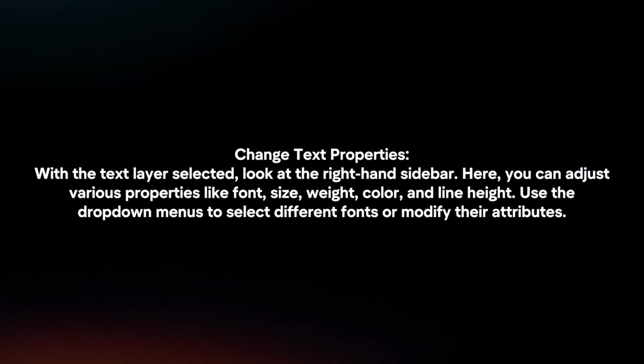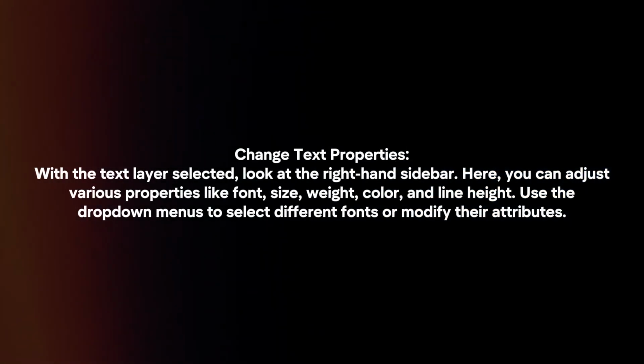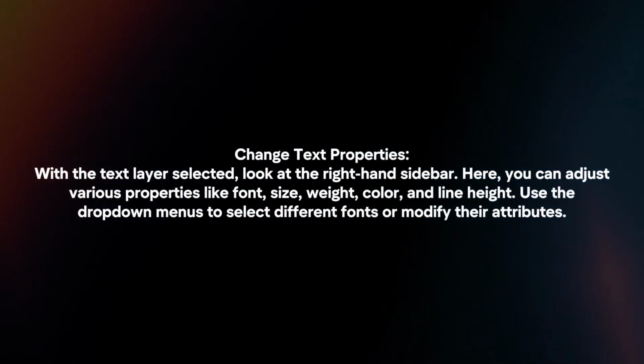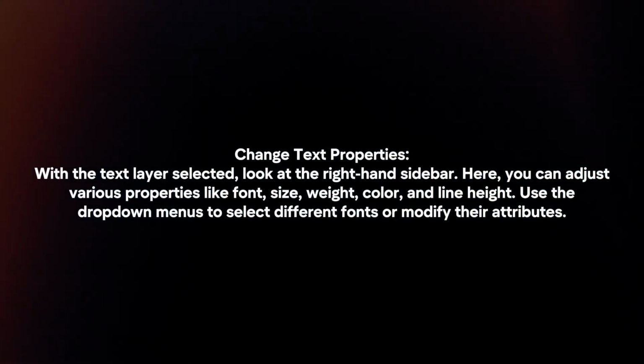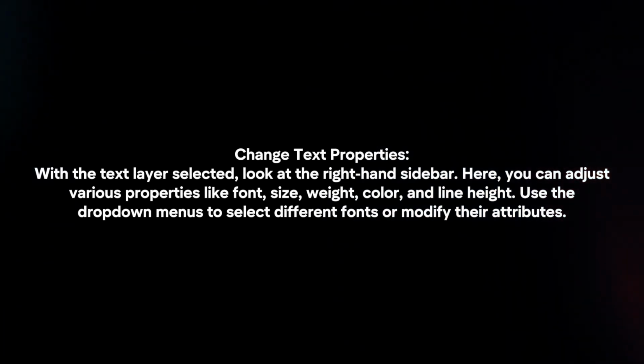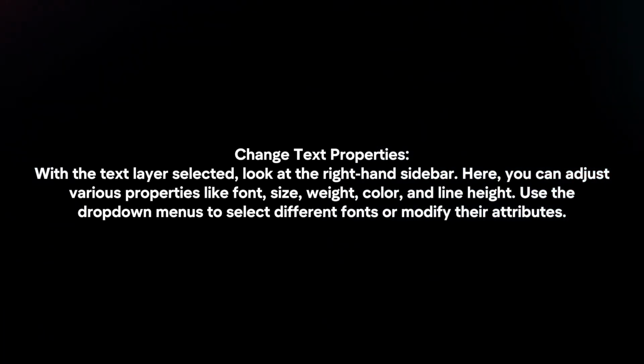Change text properties. With the text layer selected, look at the right-hand sidebar. Here, you can adjust various properties like font, size, weight, color, and line height. Use the drop-down menus to select different fonts or modify their attributes.